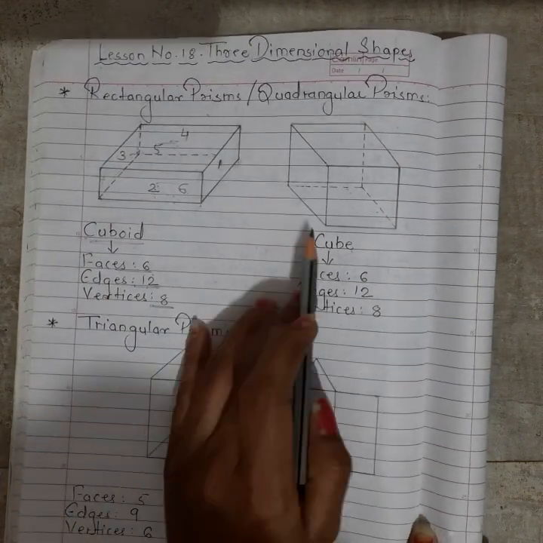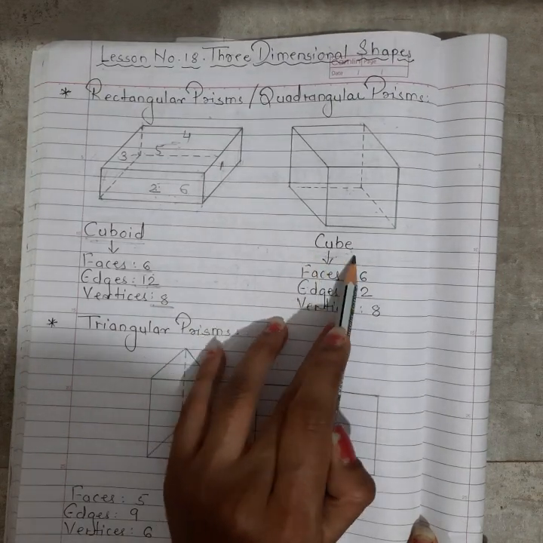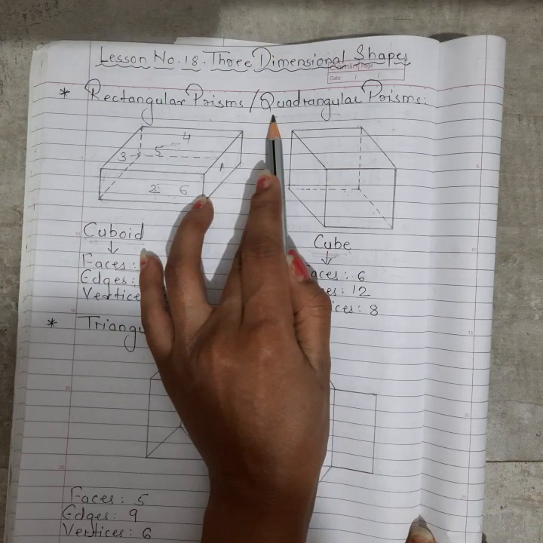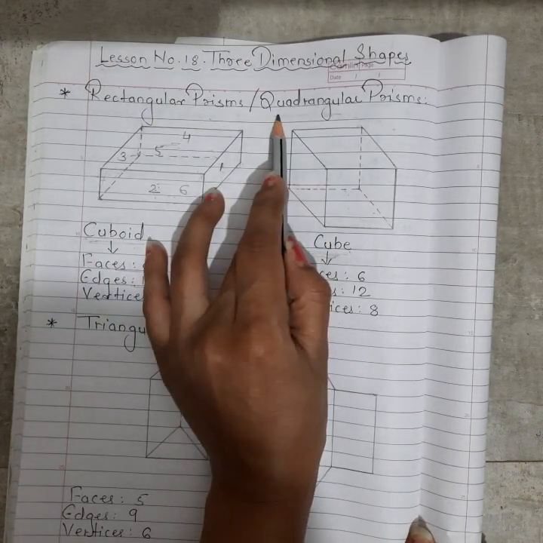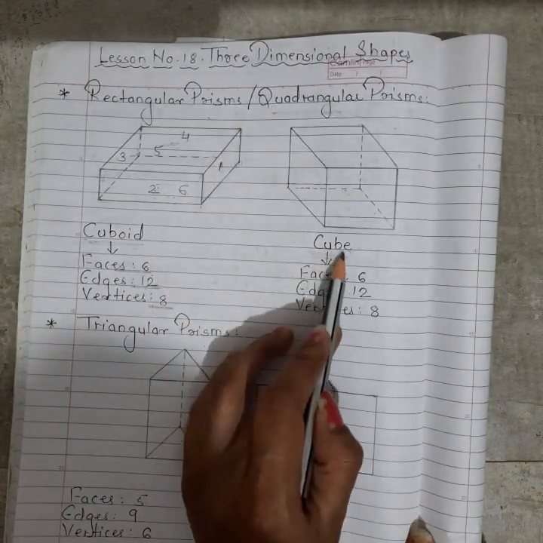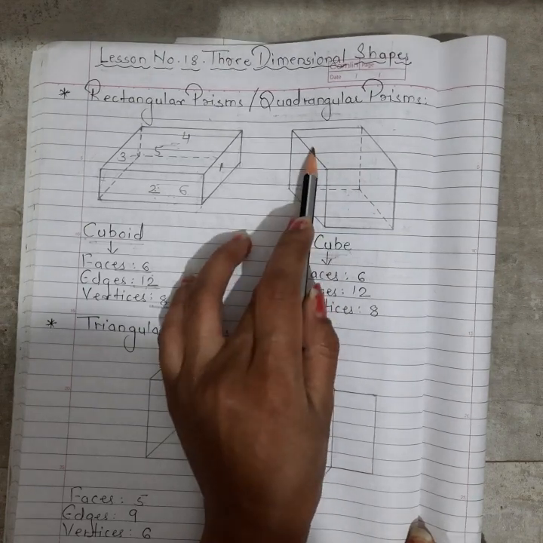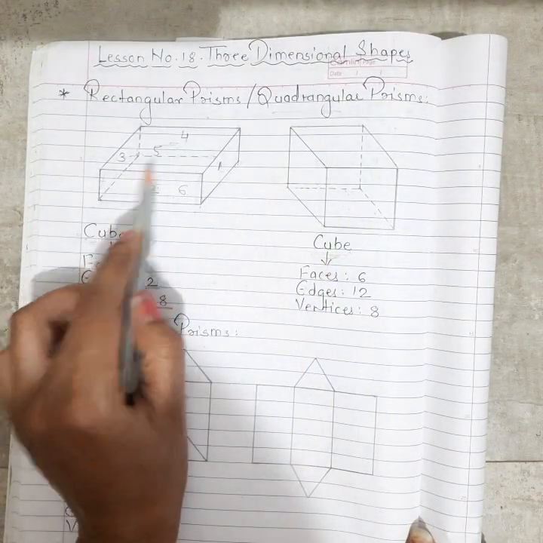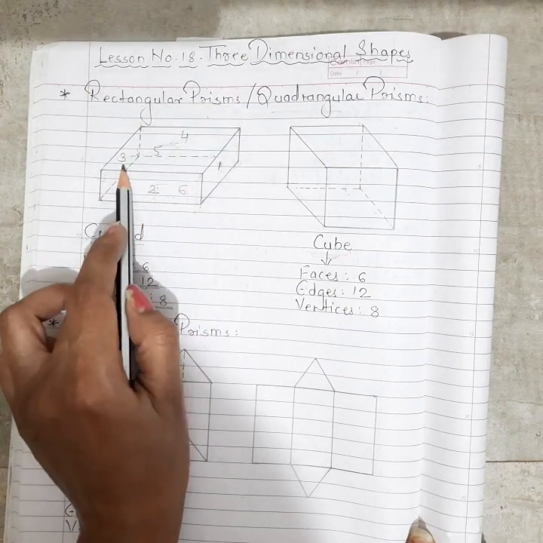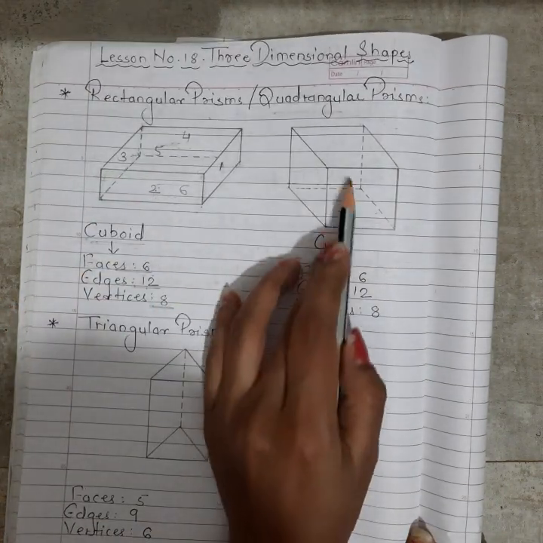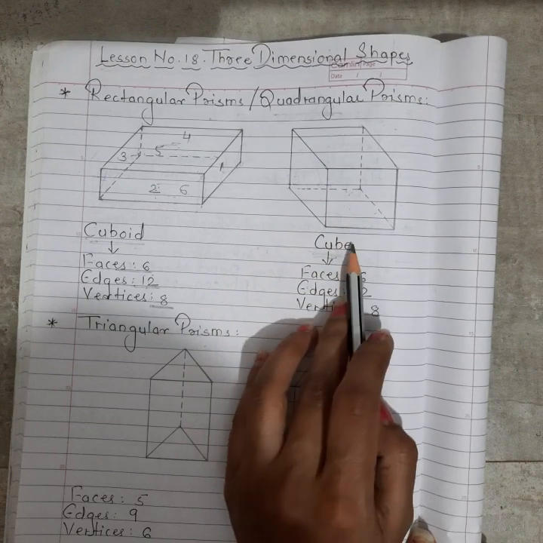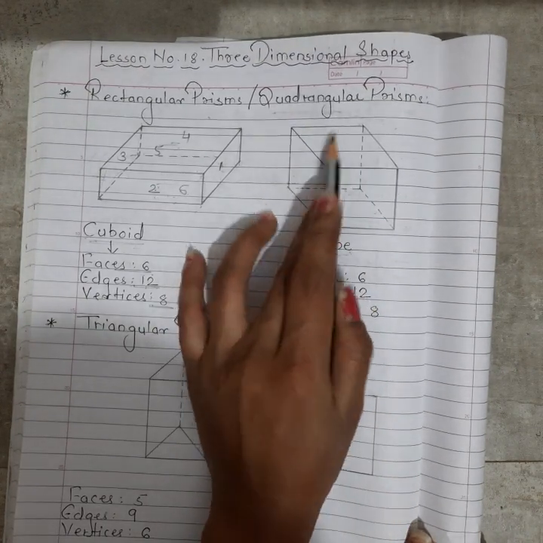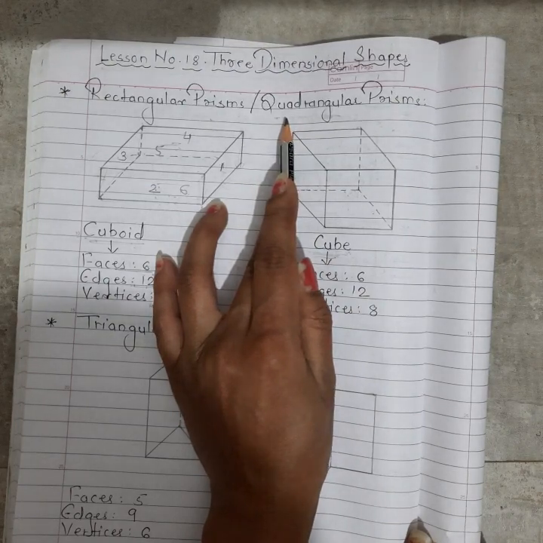Now next is the cube. A cube is also a quadrangular prism, with all the sides of square shape. A cuboid has all the sides of rectangle shape. Similarly, a cube has all the sides of square shape. Understood? It is also a type of quadrangular prism.